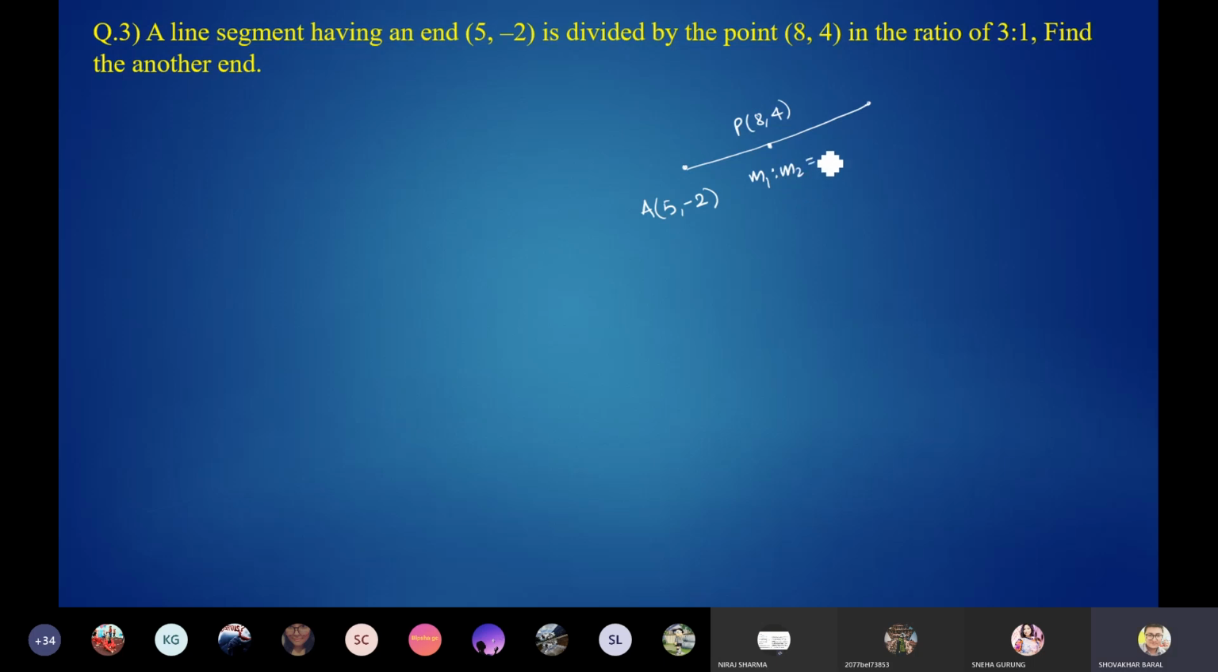M1 is to M2 is equals to 3:1. Okay, find the other end. The question is asking to find the other end. Let me suppose this point is A comma B.